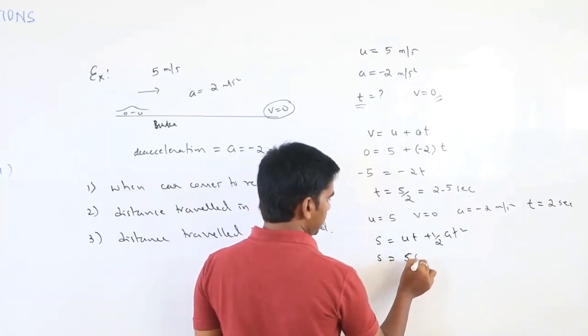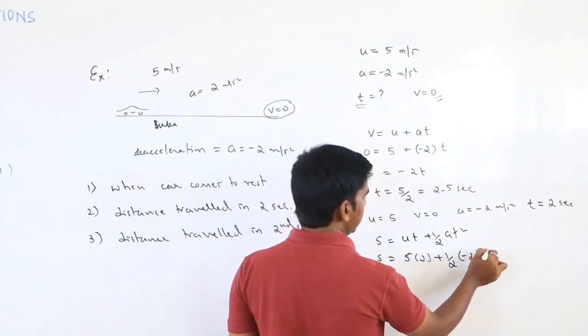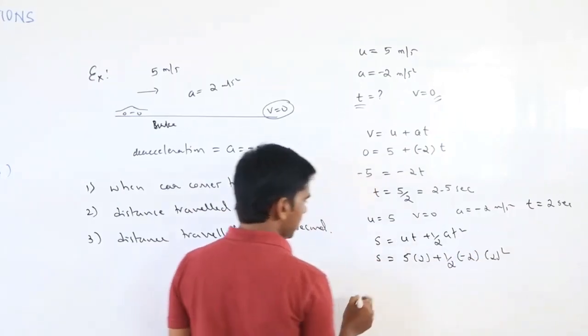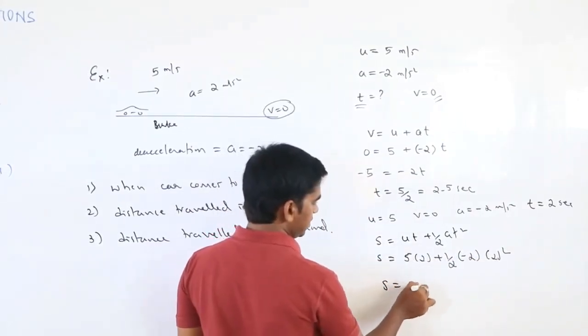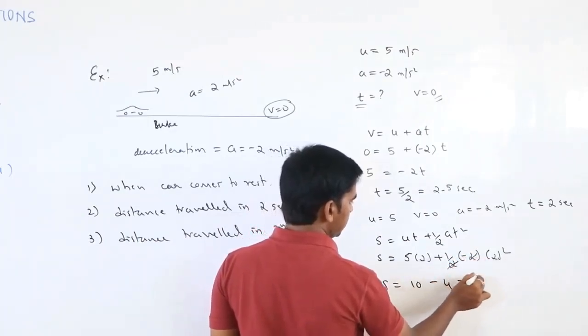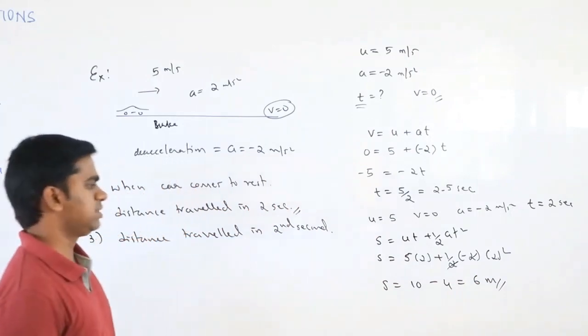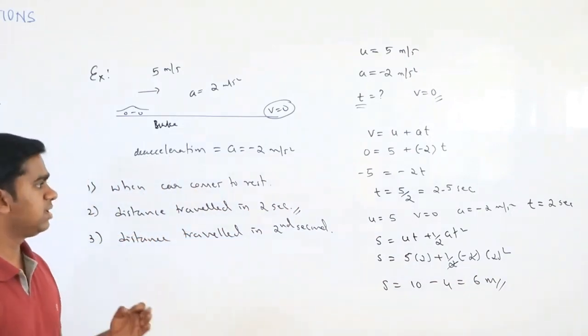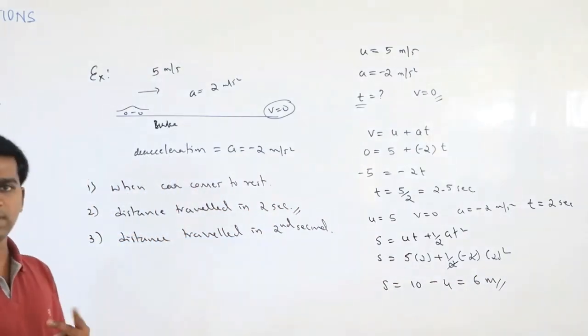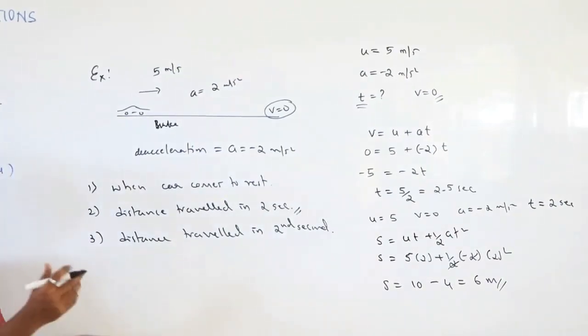So 5 into 2 plus half. A is minus 2. T is what? 2, the square. So s equals to, this is 10 minus 2 will get cancelled, minus 4. So this is what? 6 meter. 6 meter is the what? 6 meter is the distance traveled in 2 seconds. Okay. Next question is what is the distance traveled in 2nd second.